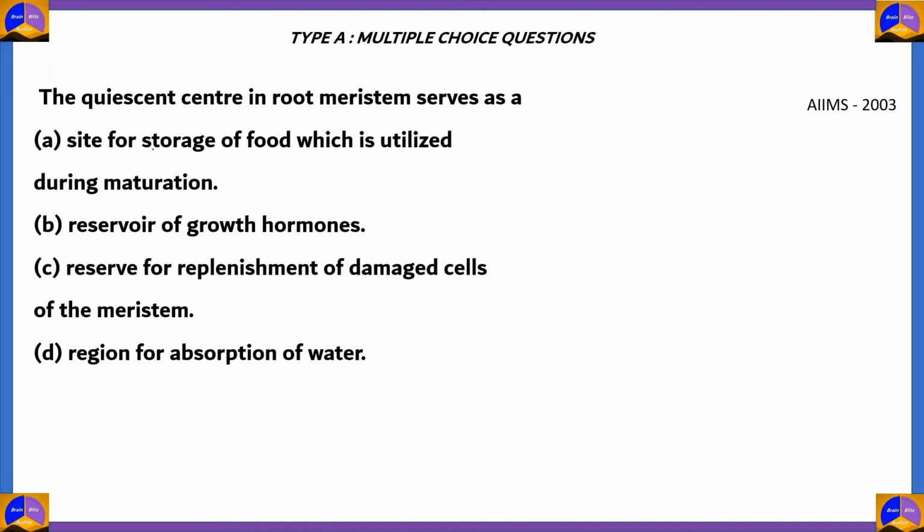Option A, site for storage of food which is utilized during maturation. Now, what structures are used for storage of food during maturation? These are cotyledons from seeds. So option A is incorrect because the site for storage of food utilized during maturation is cotyledons and not the quiescent center in root meristem.